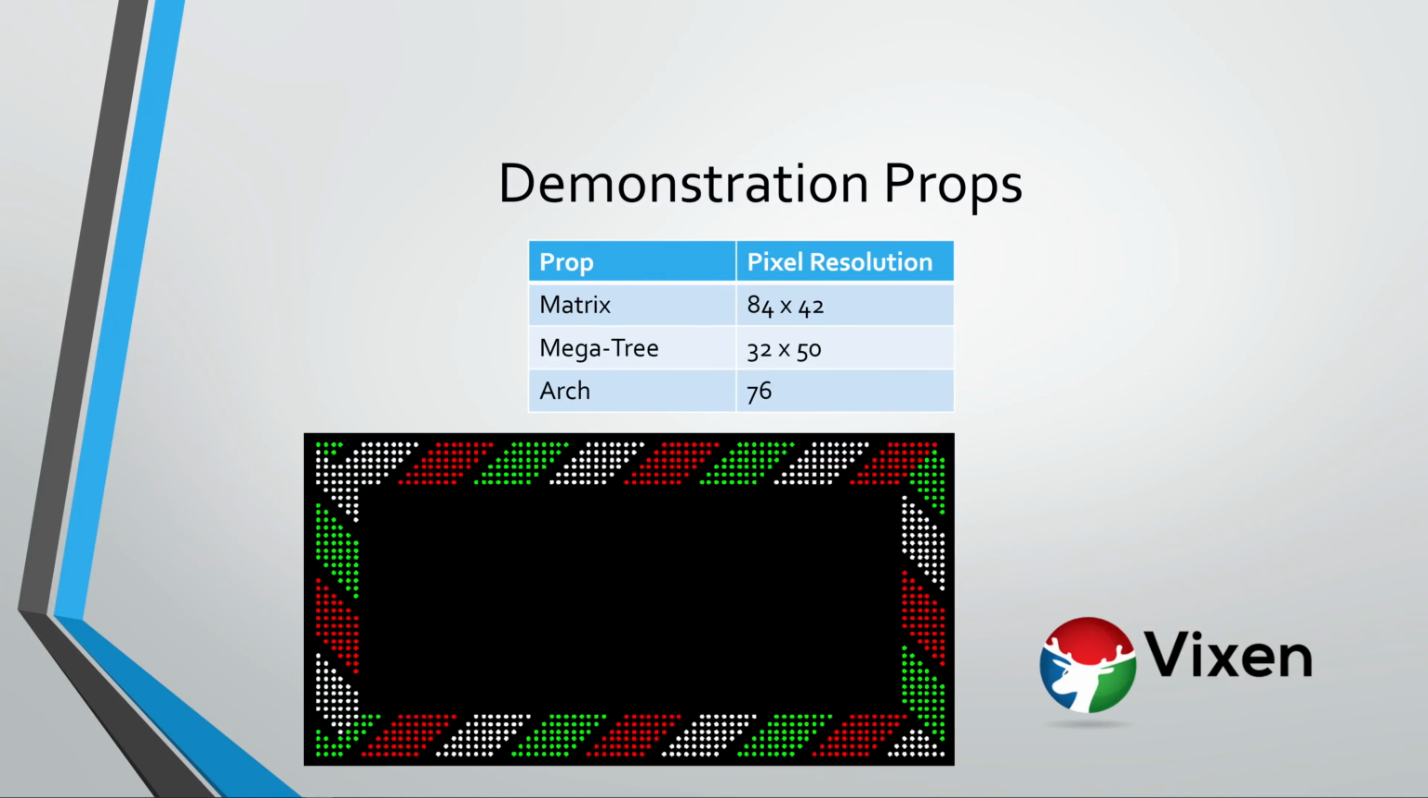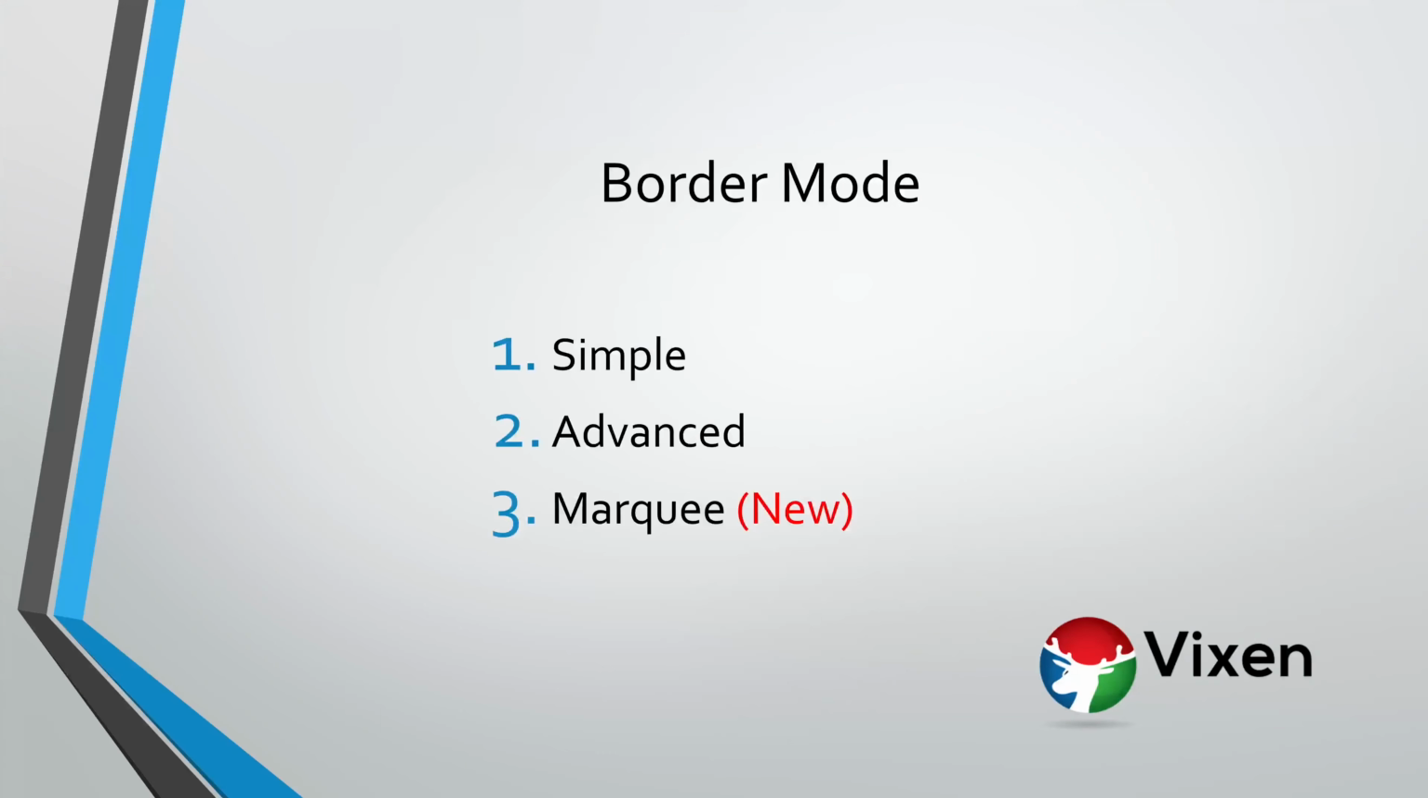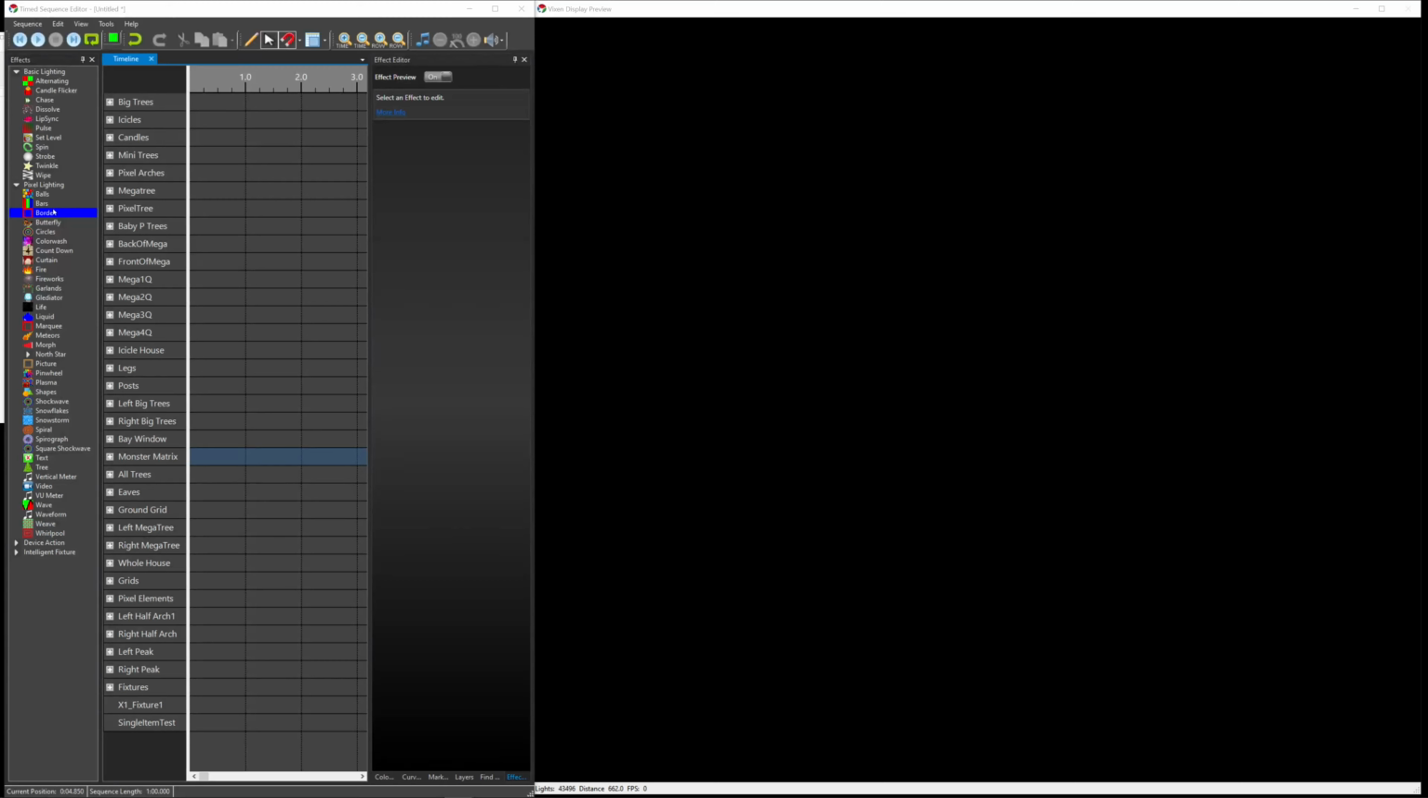I am going to demonstrate the border effect on three props: a matrix with an 84 by 42 pixel resolution, a megatree with a 32 by 50 resolution, and an arch with 76 pixels. This video is going to demonstrate all three modes of the border effect. Let's get started by adding the effect to the timeline.